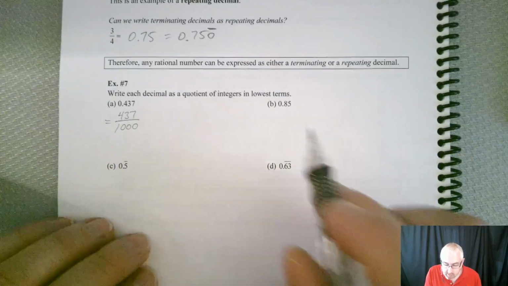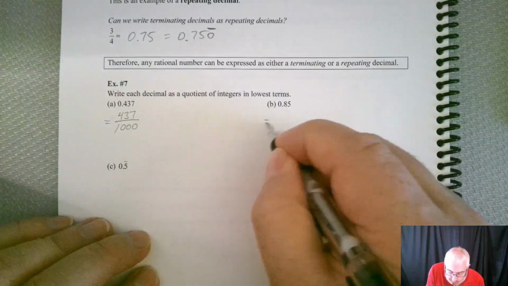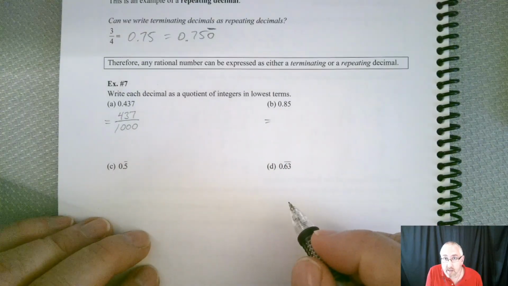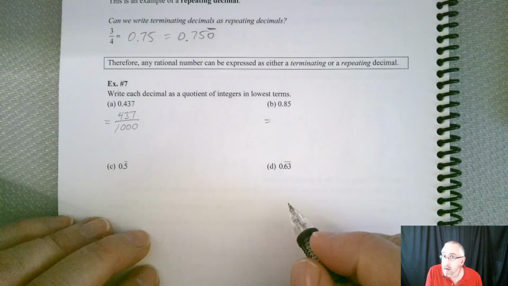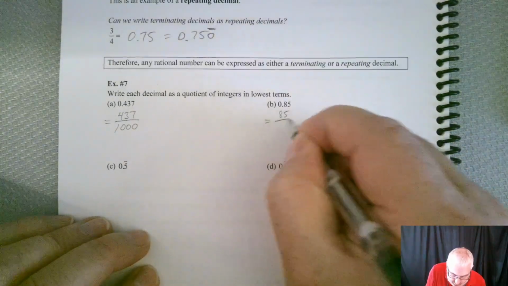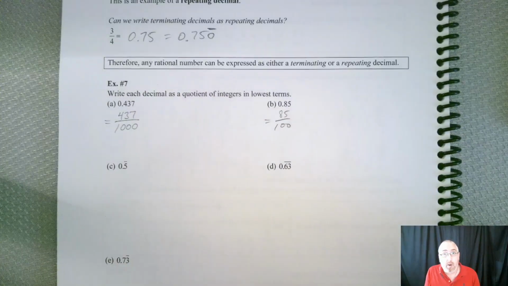Let's try the next one. 0.85. So what's that going to look like as a fraction? 85 over 100. You got it. So 85 over 100. But now, are we done?